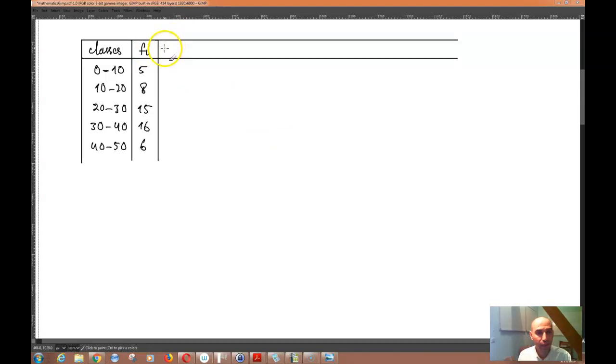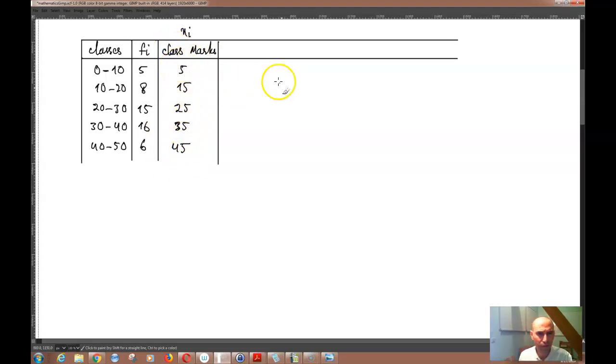If not, then we can use the normal formulas. So I use the class marks here. I calculate the class marks, and that would be my x of i's. The average of the lower limits and the upper limits of these classes would be 5, 15, 25, 35, and 45. You don't really need to do much about these; it's easy to deal with these numbers.